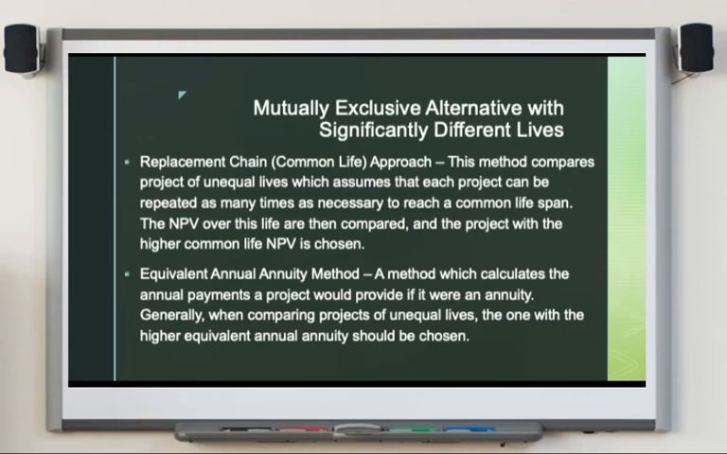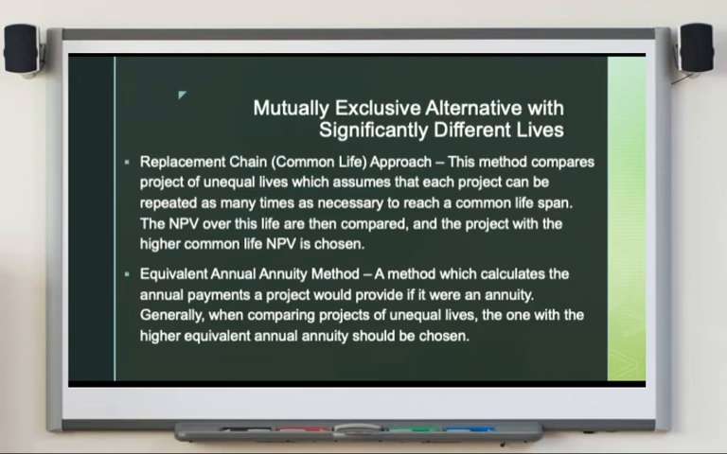Next is if we will be comparing projects of unequal lives, since internal rate of return might cause an erroneous decision, we are given a way to solve it by using the replacement chain or common life approach, and the equivalent annual annuity method or EAA.